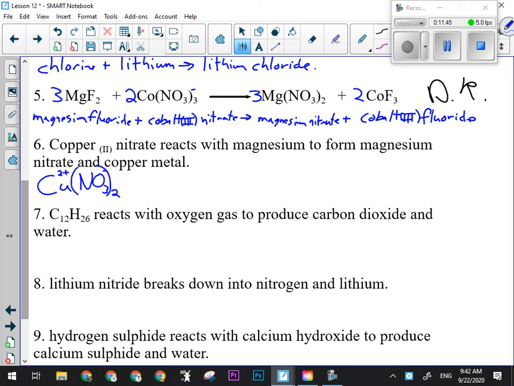Okay, it's reacting with magnesium. Just magnesium. It's going to form magnesium nitrate. So that's a 2+. Nitrate's a 1-. So when I drop and swap, I'll need brackets and a 2. Okay, and copper metal, which just means copper.